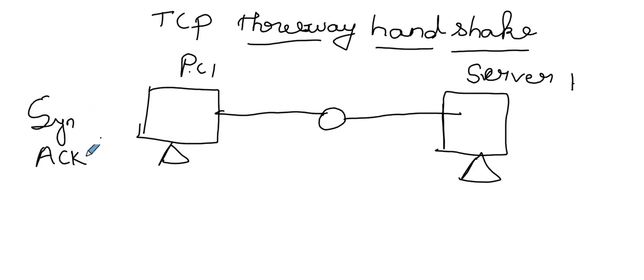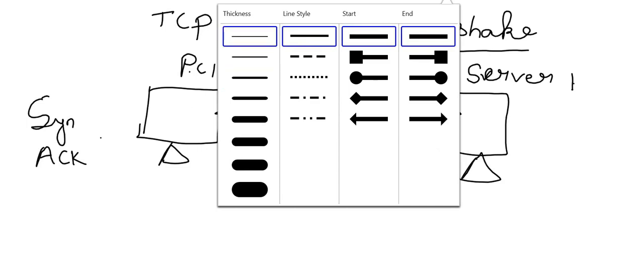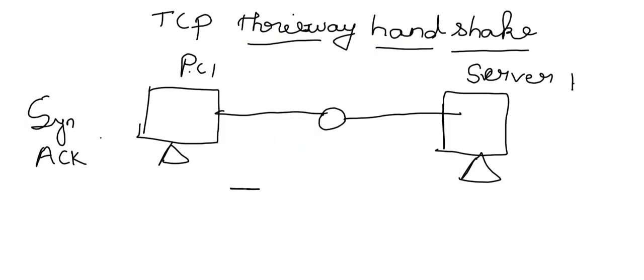First, PC1 will send a TCP segment to server 1 with the SYN flag set. So it is establishing a connection with what flag? The SYN flag, which is synchronization.